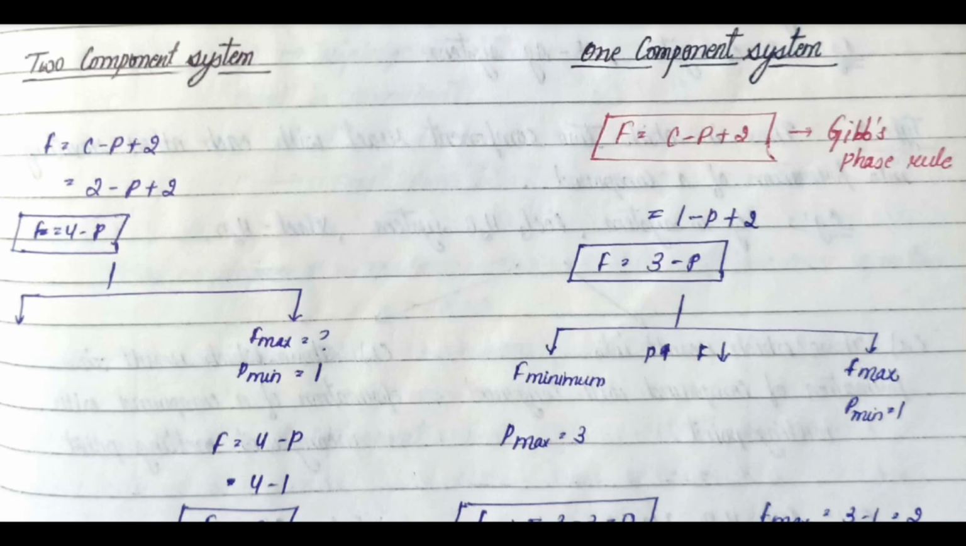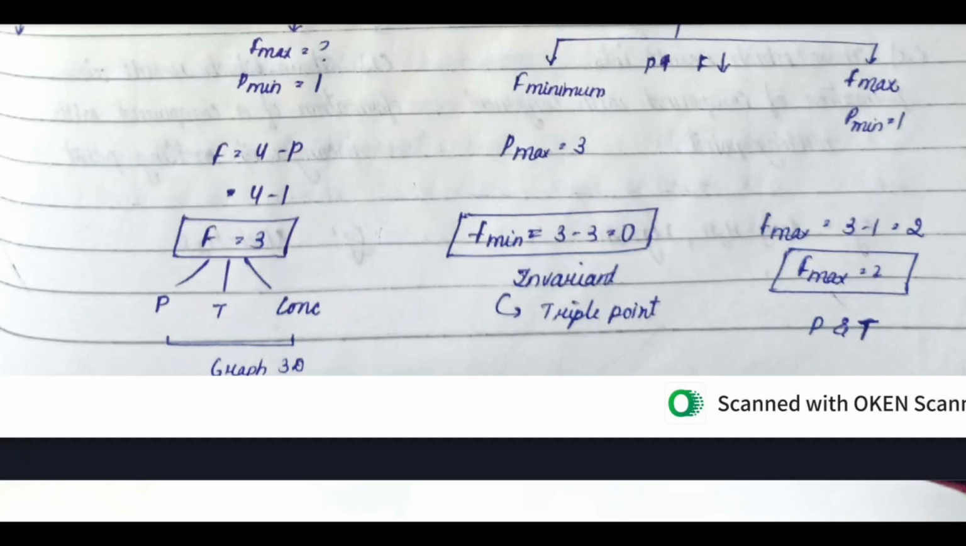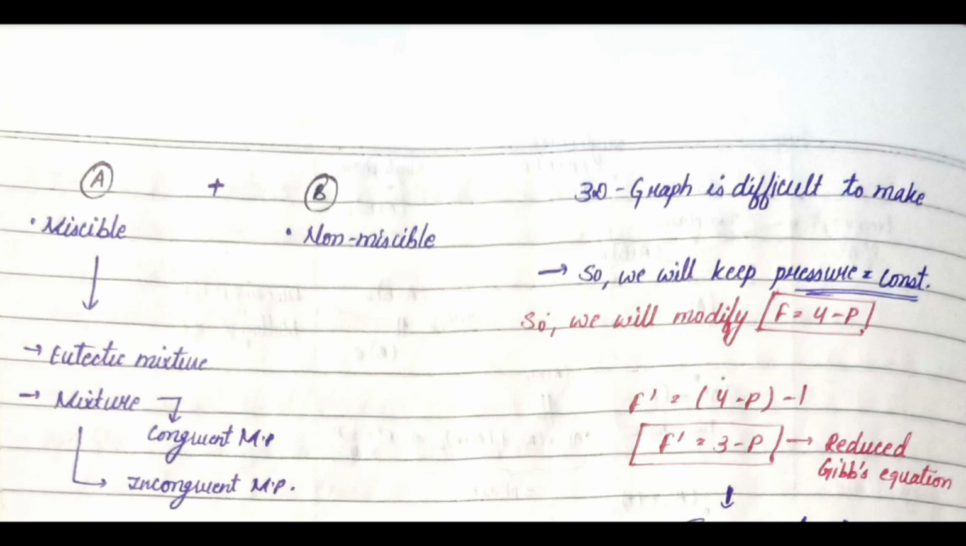For one component system, F is equal to C minus P plus 2, which is Gibbs phase rule. So F is equal to 3 minus P. If F is minimum, P is maximum, equal to 3. If F is maximum, P is minimum, equal to 1. For F minimum, 3 minus 3 equal to 0, invariant triple point. For F maximum, 3 minus 1 equal to 2. F maximum equal to 2, that is pressure and temperature.